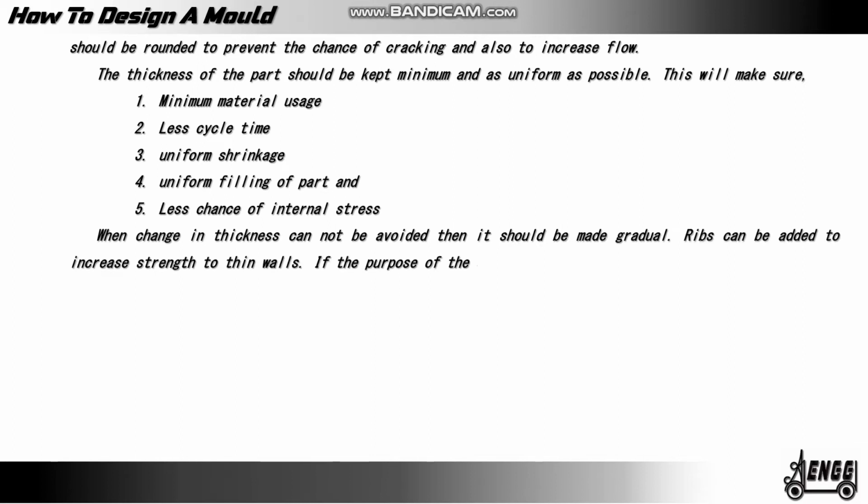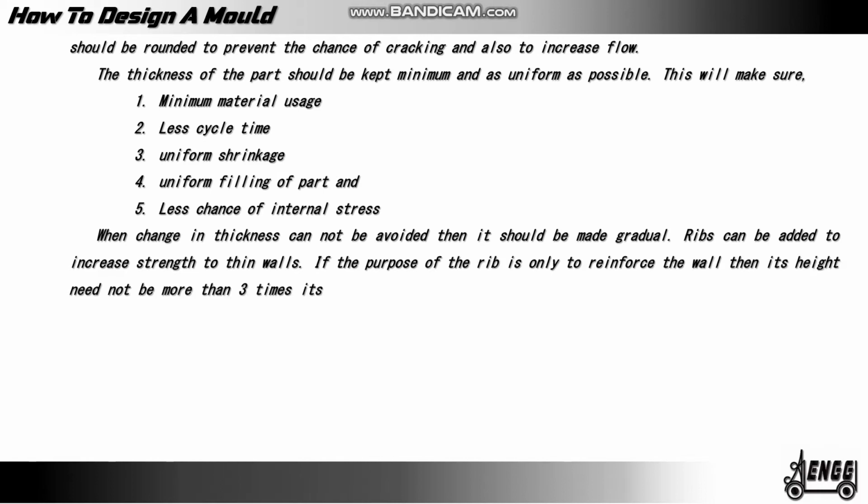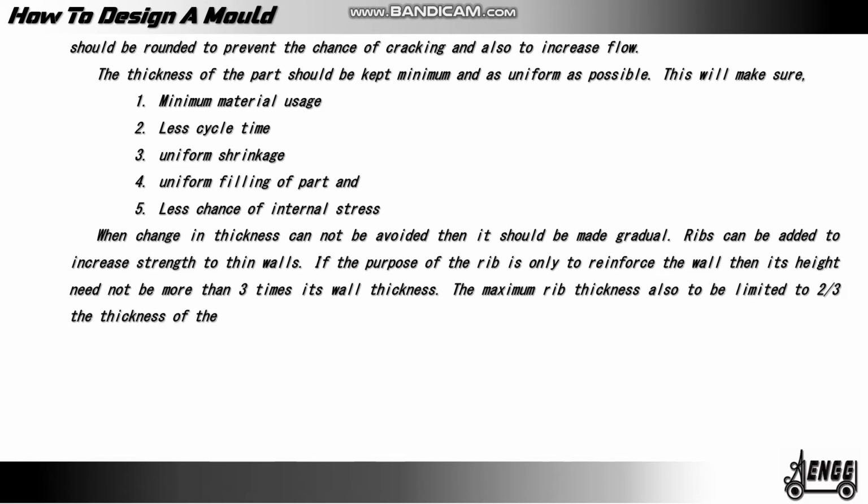If the purpose of the rib is only to reinforce the wall, then its height need not be more than 3 times its wall thickness. The maximum rib thickness should also be limited to 2/3 the thickness of the wall it reinforces.